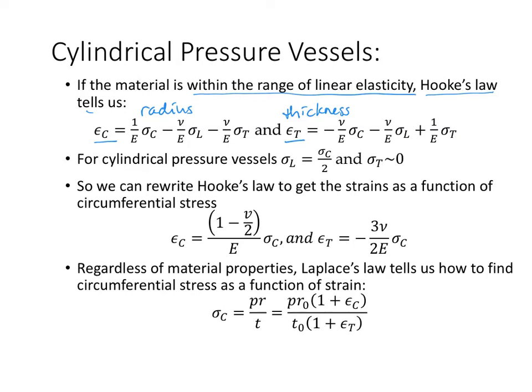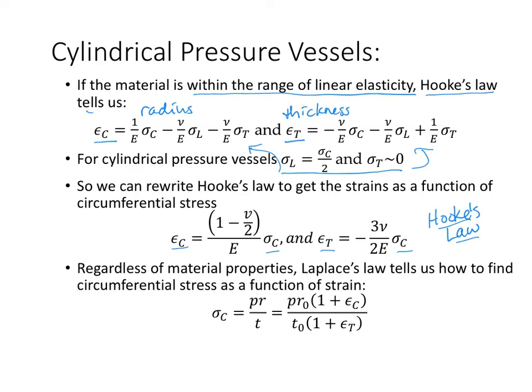Laplace's law also tells us that the longitudinal stress is half the circumferential stress in pressure vessels, and that the thickness stress is 0. So we can plug that information into the equations above in order to get expressions for the strain in both the circumferential and thickness directions in terms of the circumferential stress. So these equations are effectively a form of Hooke's law specific for the state of stress that occurs in cylindrical pressure vessels, except that we don't know the magnitude of the stress and strain.